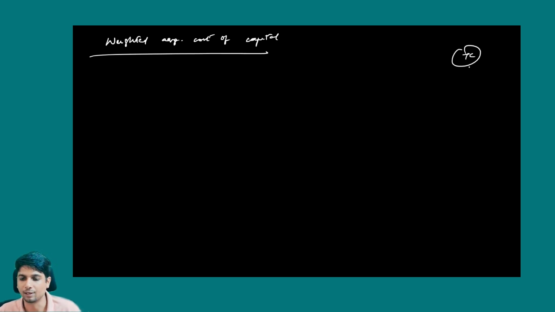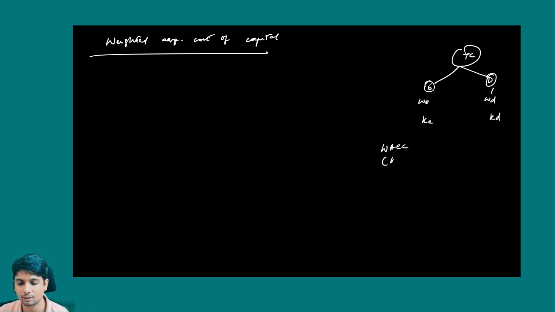Suppose this is the total capital and you have equity, you have debt, and weight of equity, let us assume it is WE, and weight of debt it is WD. So what would be the cost of capital be? Assuming I know what is the cost of equity and cost of debt, and cost of equity is denoted as KE and cost of debt is denoted as KD. So what would be the weighted average cost of capital, that is KC, is nothing but weight of equity into cost of equity plus weight of debt into cost of debt.